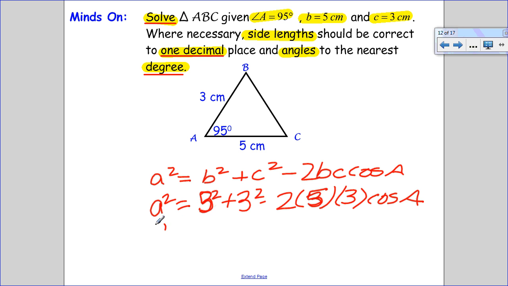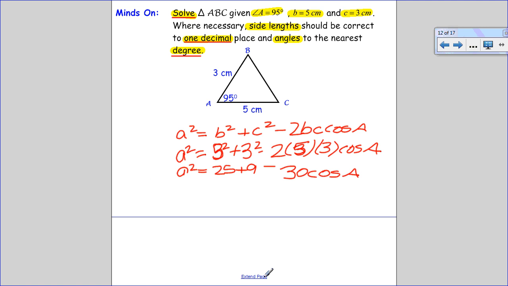And I have to follow my good friend BEDMAS. So 25 plus 9, I'm doing my exponents first. Then multiplication occurs. 2 times 5 times 3 is 30 cos A. And then a squared is 34 minus 30 cos. Oh, and I forgot to substitute in A, which is 95 degrees.